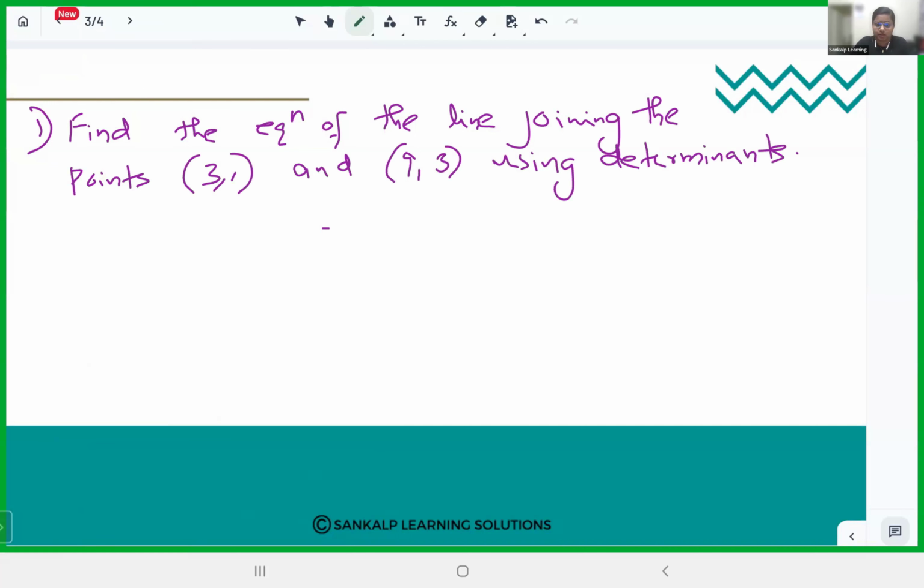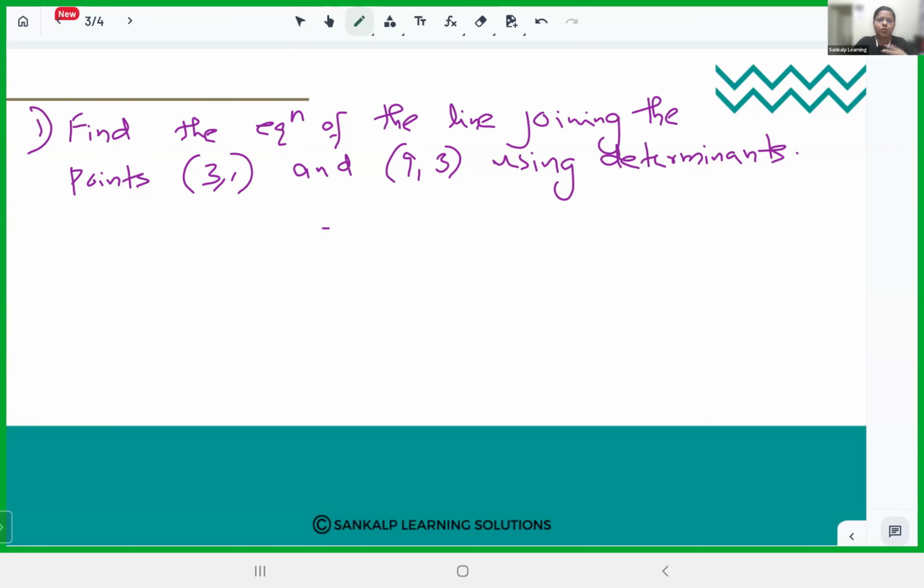They have given 2 points, 3, 1 and 9, 3, which are the 2 points of that particular line. You have to find out the equation of that line. Okay, you have to represent that line in the form of x and y, right? So how will you do that? They have asked you to do it using determinants.